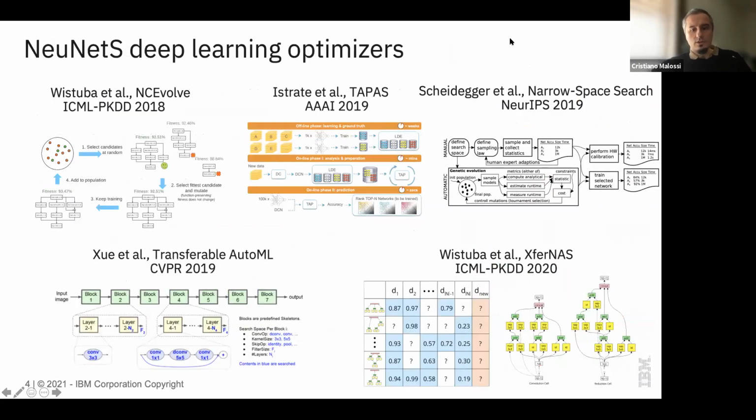So here you see just an overview of, I would say, 5 of the main works that we developed inside this tool. These are all optimizers. So in other words, these are algorithms that enable us to find a deep learning model based on some inputs, that is the data, some constraints, or maybe time, resources, or other things. And there are 5 different algorithms that we developed over time. They all have their own pros and cons.